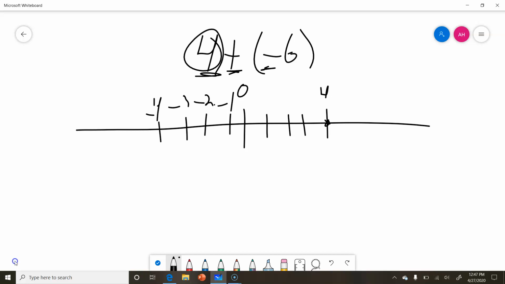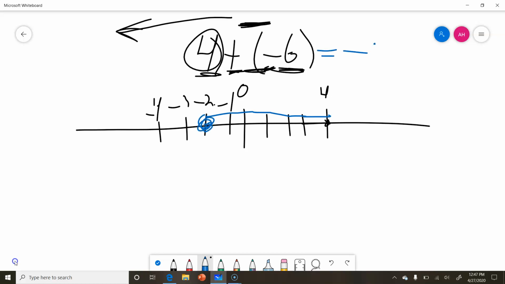I add a negative. What's the equivalent of adding a negative? That's subtracting in general, which goes this way to the left. So I'm going to the left. How many units? 6. I'm going to use a different color so you can see it. 1, 2, 3, 4, 5, 6. What's my answer? Negative 2. So that's the way I can use the number line to solve any problem like this. Obviously you won't be able to with big numbers, but with small numbers you can draw it on the number line to get the idea, okay?